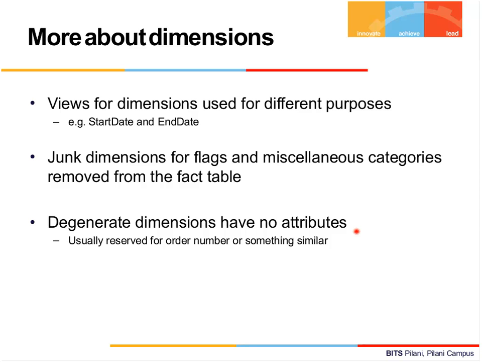There is another thing we call degenerate dimensions. A degenerate dimension is where you store some numbers like the order number, sales number. Those things are stored directly in the fact table. Like the order number, where are we going to keep this? It can't go into the customer table, it can't go into any other dimensional table. So should I put it in the fact table?